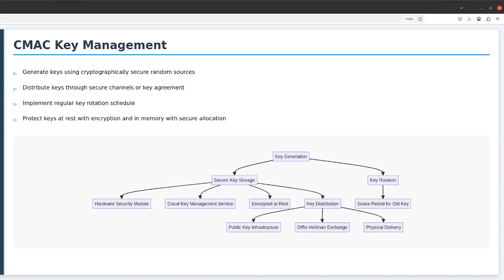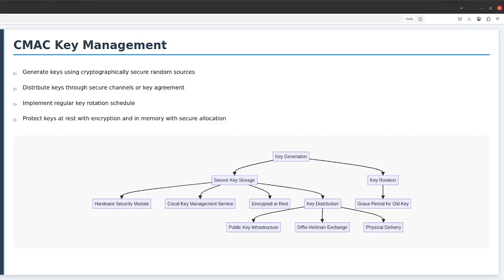CMAC Key Management. Proper key management is fundamental to CMAC security because the entire security of the system rests on keeping the secret key confidential while making it available to authorized parties. Let's explore key management in depth. Key generation must use cryptographically secure random number generators. Operating systems provide these through interfaces like /dev/urandom on Linux or CryptGenRandom on Windows. Never use standard random number generators intended for simulation or gaming. The key size should match your security requirements: 128 bits for standard security, 256 bits for higher security levels.